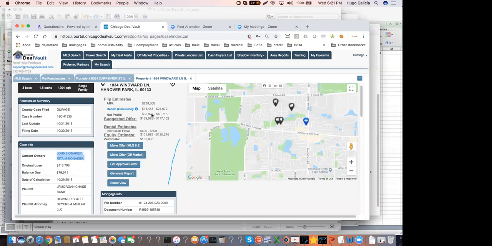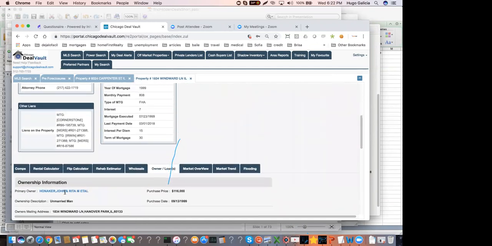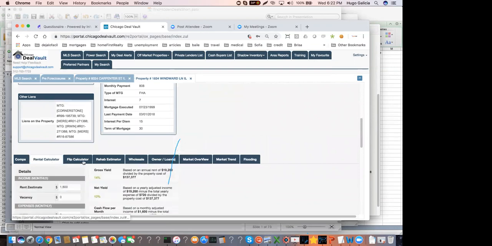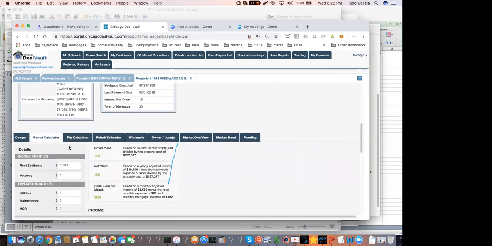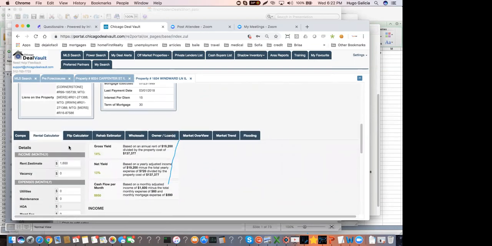Just for simplicity, let's pay 50%. So we're gonna be paying 50 cents on the dollar. So we're gonna end up paying 120 for this property, okay? That will include closing costs. So we're gonna go to the rental calculator and to the flip calculator, right? Just to make sure that both exits are successful.